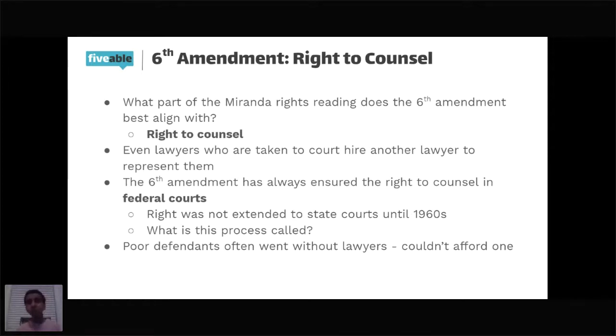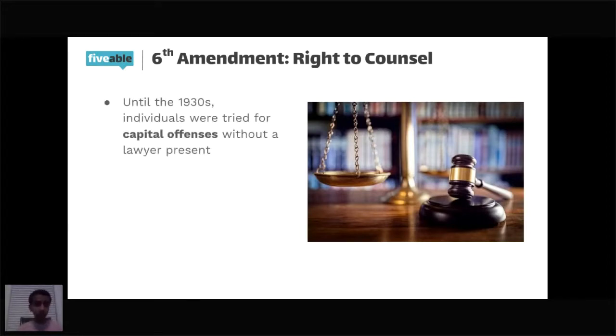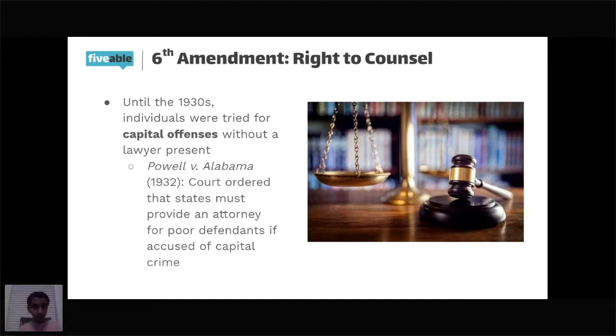And we'll see with a future case with the Sixth Amendment, Gideon versus Wainwright, that's basically what fixed most of this. All right, so until the 30s, individuals were tried for capital offenses without a lawyer present. What happened was another case. This one really isn't as significant. It's Powell versus Alabama. That's when the court ordered that the states must provide an attorney for poor defendants if accused of a capital crime.